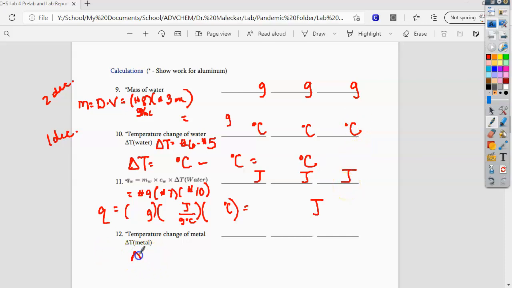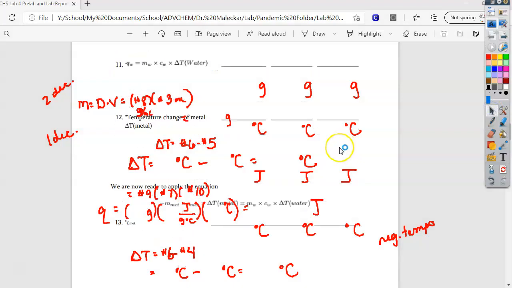And this guy right here, your delta T equals number 6 minus number 4. Because you're doing the metal. Again, these are all going to be degrees Celsius. So have your degrees Celsius minus your degrees Celsius equals your degrees Celsius. You will have negative numbers for this value. You will have negative temps for number 12.